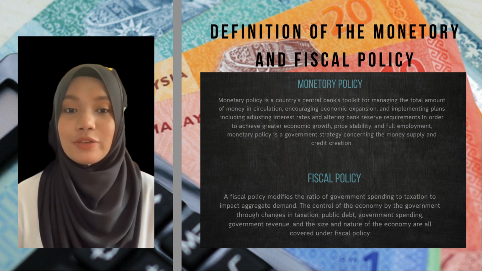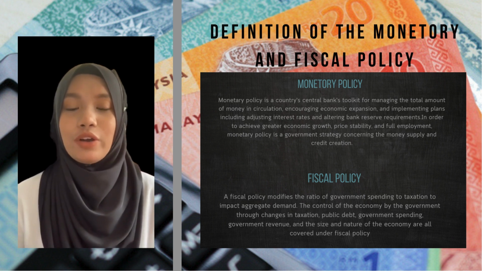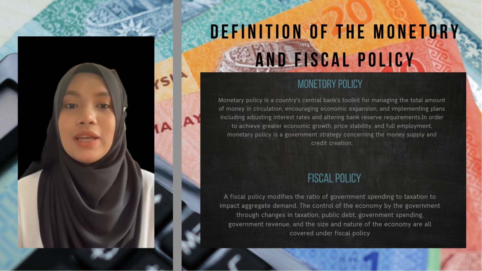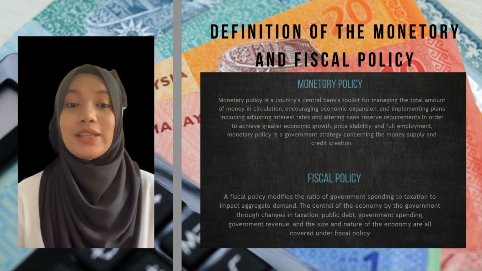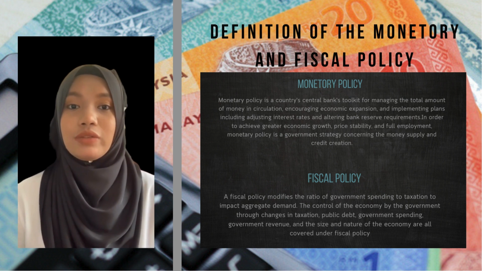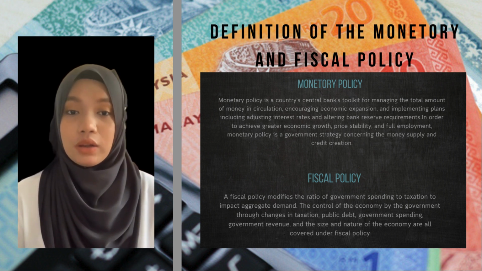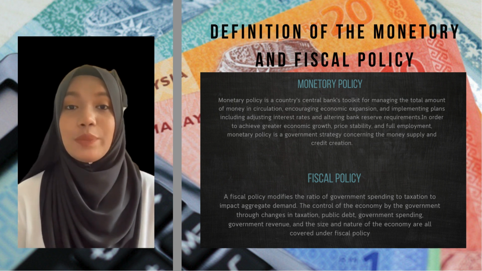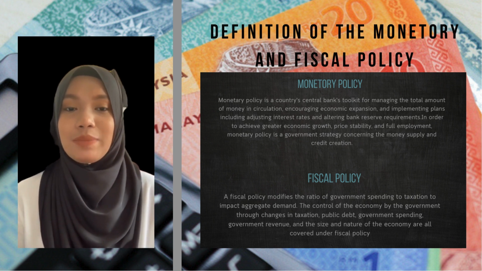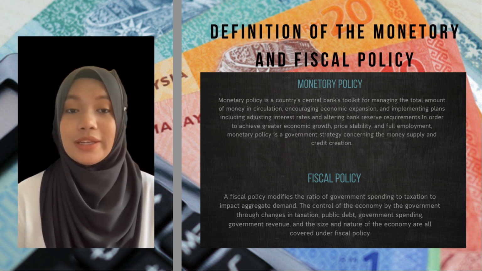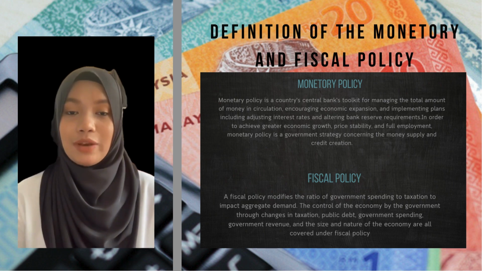On top of that, a fiscal policy modifies the ratio of government spending to taxation to impact aggregate demand. The control of the economy by the government through a change in taxation, public debt, government spending, government revenue, and the size and nature of the economy are all covered under fiscal policy. Fiscal policy refers to the process by which economic conditions, particularly macroeconomic conditions, are influenced by government tax and spending policies. These include employment, inflation, economic growth, and the total demand for goods and services.